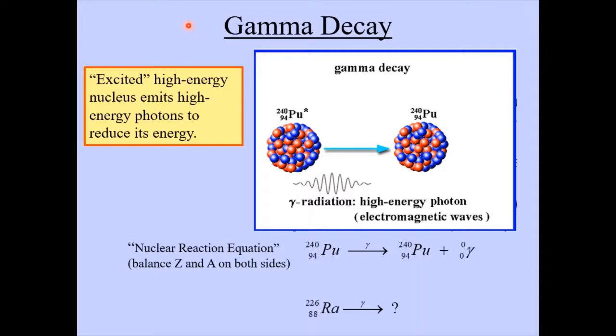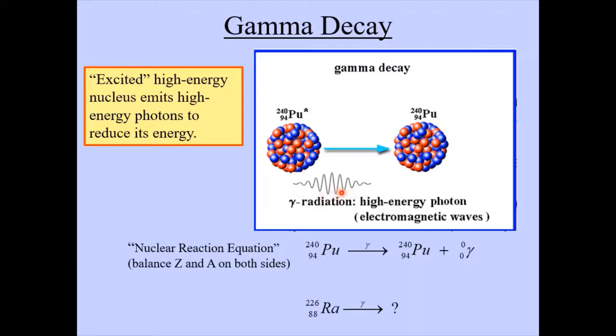Now, what is a gamma decay? Well, a gamma decay occurs when an excited high-energy unstable nucleus emits high-energy photons to reduce its energy. So what happens in a gamma decay is we have, let's say we start with plutonium-240-94. And you can think of this nucleus here in an excited state. Now, what does that mean? Well, we can think of the nucleons inside here have too much energy, and they're jumping around too much, so this thing is unstable. So the way this thing can actually stabilize itself is just by spitting out some high energy gamma particles.